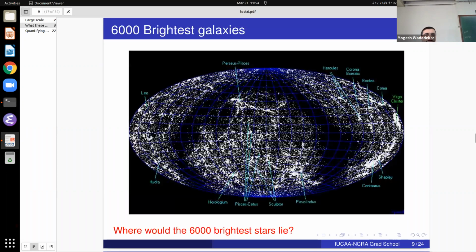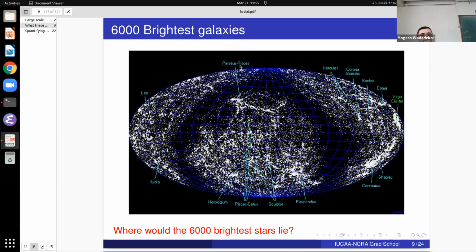Okay, right. So now there is another view you can take, which is to just plot with a dot the 6,000 brightest galaxies that you see in the sky. Now, this is a two-dimensional map. You're not worried about the distance, okay? And then you see some obvious places where there is clustering. Some of these are clusters like the Coma cluster, the Virgo cluster, and so on. And some of these are superclusters like the Perseus Pisces supercluster and the Hydra supercluster.